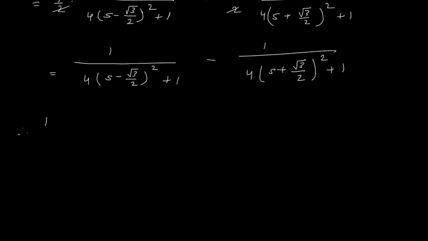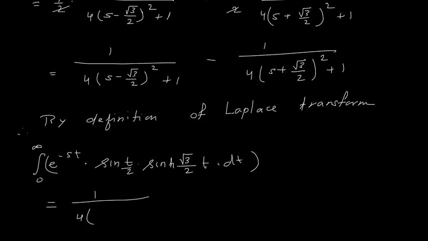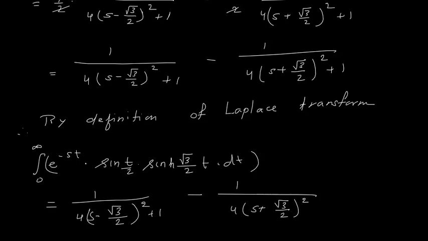Therefore, by the definition of Laplace transform, the integration of 0 to infinity e raised to minus st into sin t by 2 into sinh root 3 by 2 t into dt, this whole will become 1 upon 4 times s minus root 3 by 2 the whole square plus 1 minus 1 upon 4 into s plus root 3 by 2 the whole square plus 1.